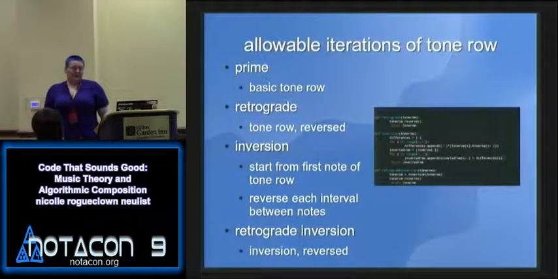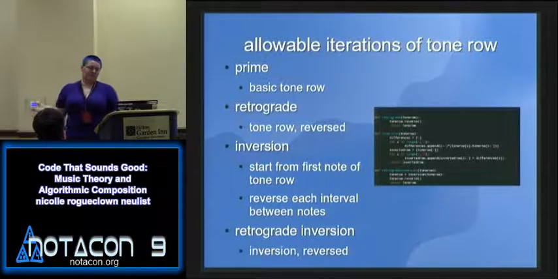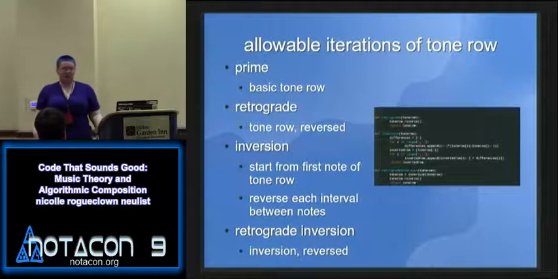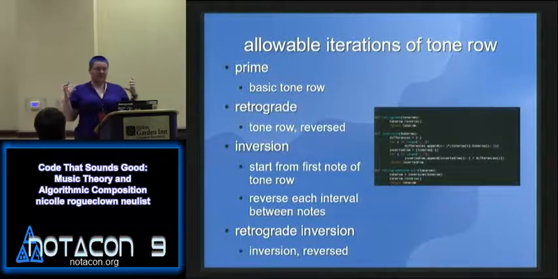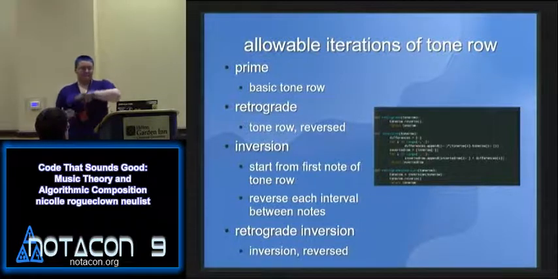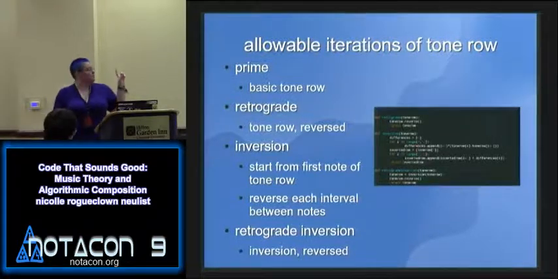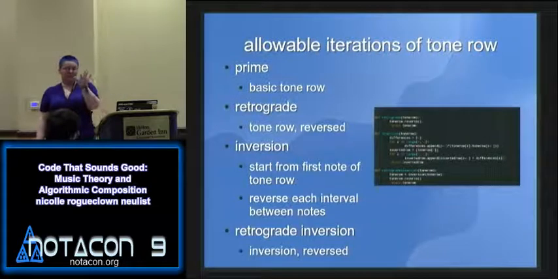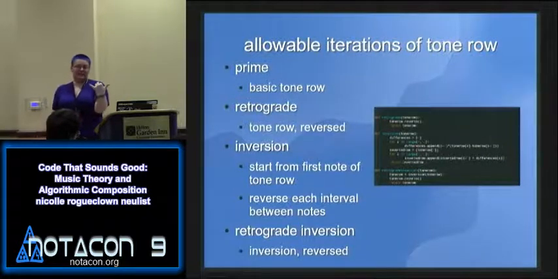Then, under the conventions of 12-tone music, there are four allowable basic orders of the tone row. There's the prime, which is just the tone row that has been defined by the original tone row generator, if you will. Then there's the retrograde, which is just backwards. The retrograde method there, I'm sorry, it's a little hard to read. It says retrograde tone row. That's just tone row dot reverse. It reverses the items in that list that was generated.